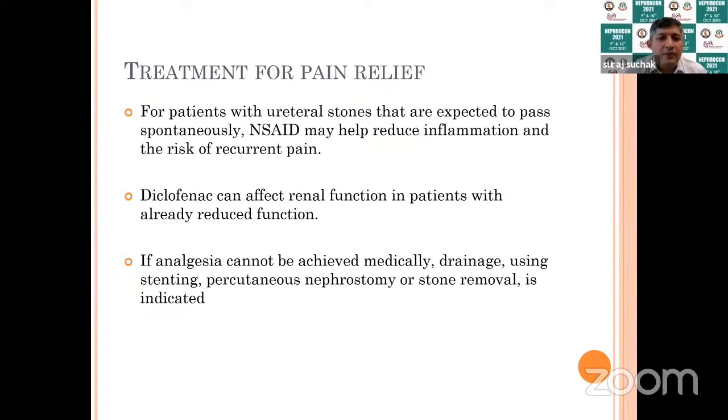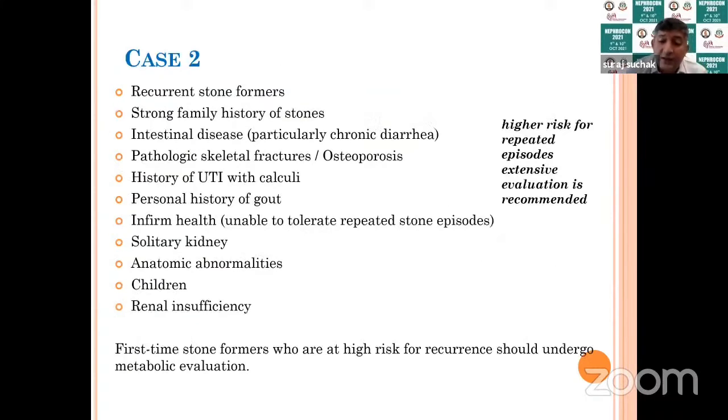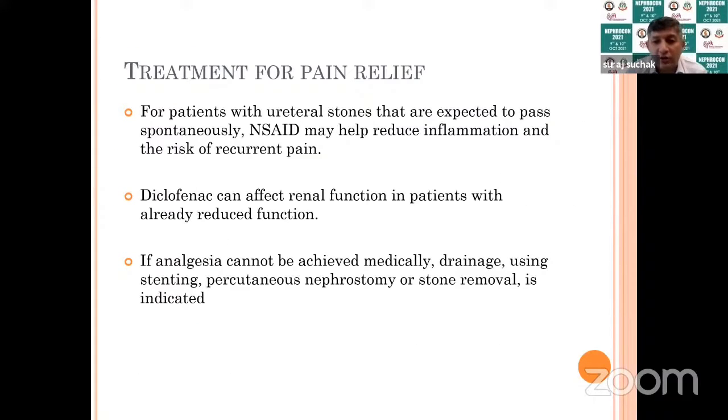Now, another advice when patients present with pain is that you don't tell them to drink a lot of water. If they drink a lot of water, there is more urine production, which will further aggravate hydronephrosis and increase pain and vomiting sometimes.